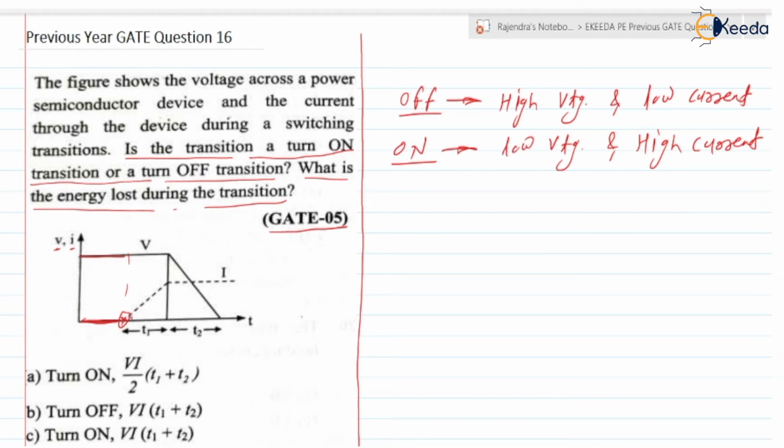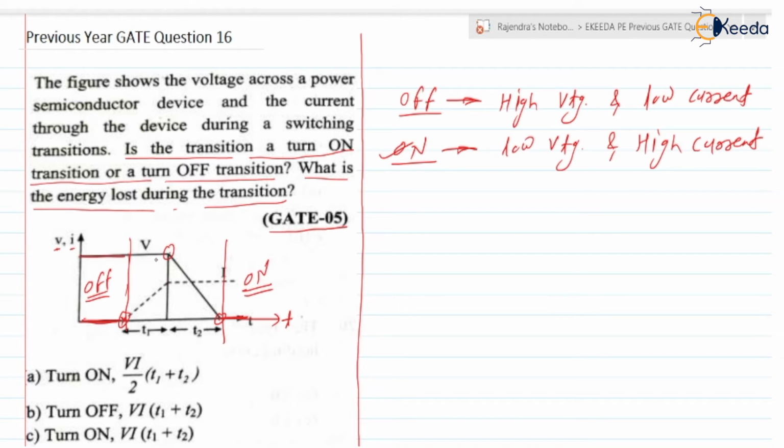After that the current starts increasing slowly, and then the steady value of current is reached. Also the voltage across the device decreases from a high value to zero. If we check after T2, the voltage across the device is zero and the current flowing through the device is high. The meaning is after T2 the device is behaving as an on switch. So before this instant the device is in an off state, and after T2 the device is in an on state.